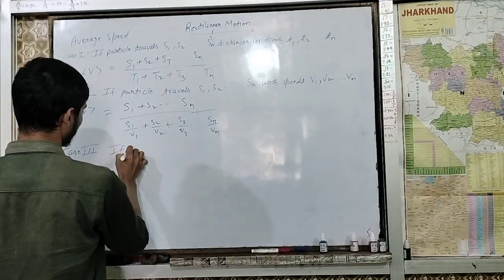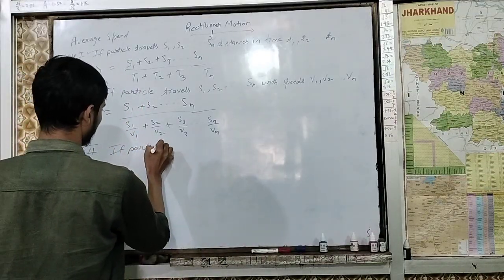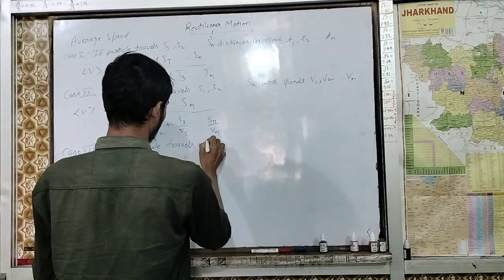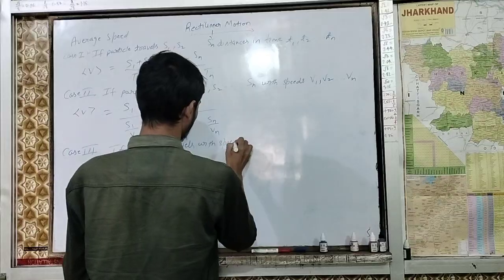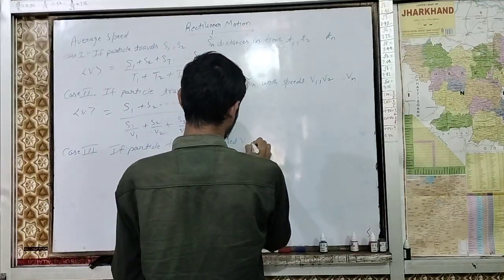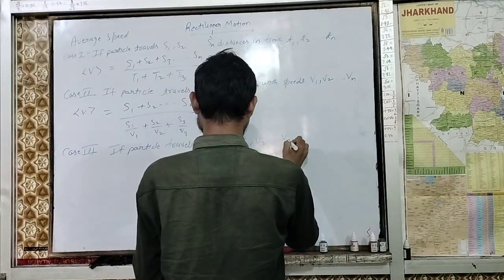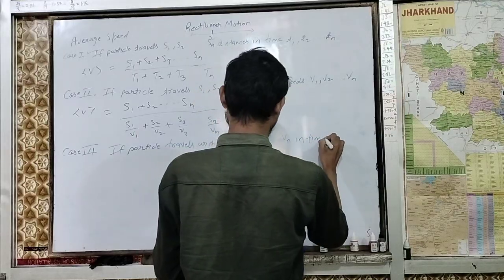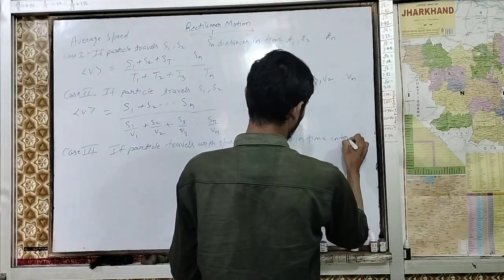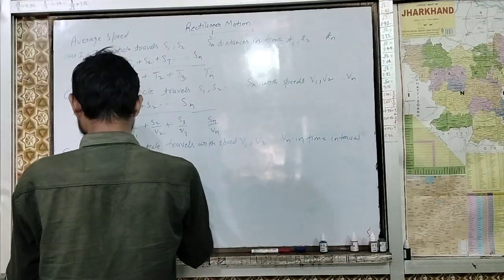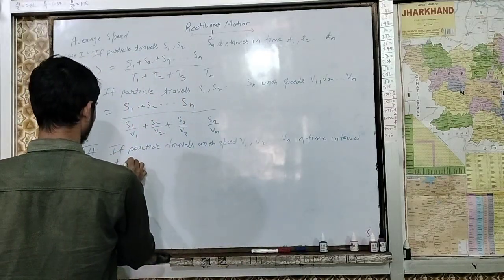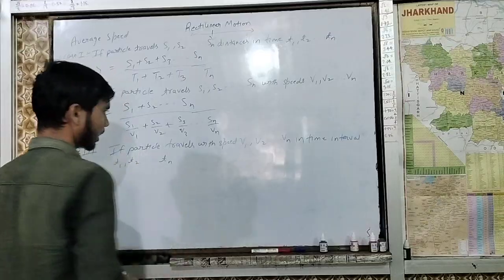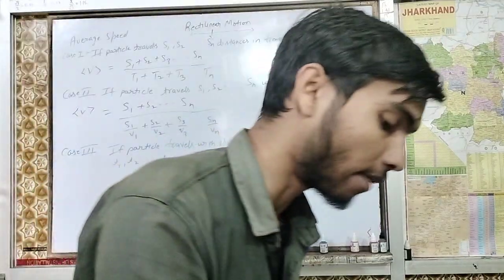If a particle travels with speeds v1, v2, till vn, in time intervals t1, t2, till tn, in that case, what should be the average speed?